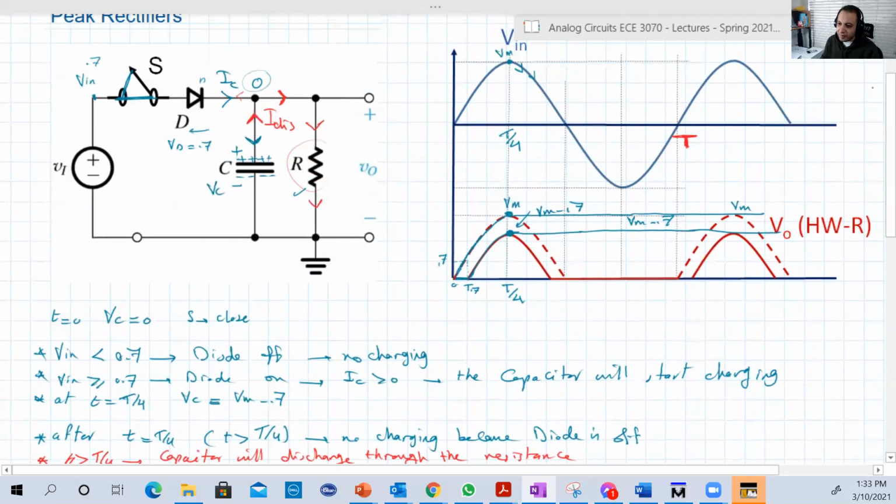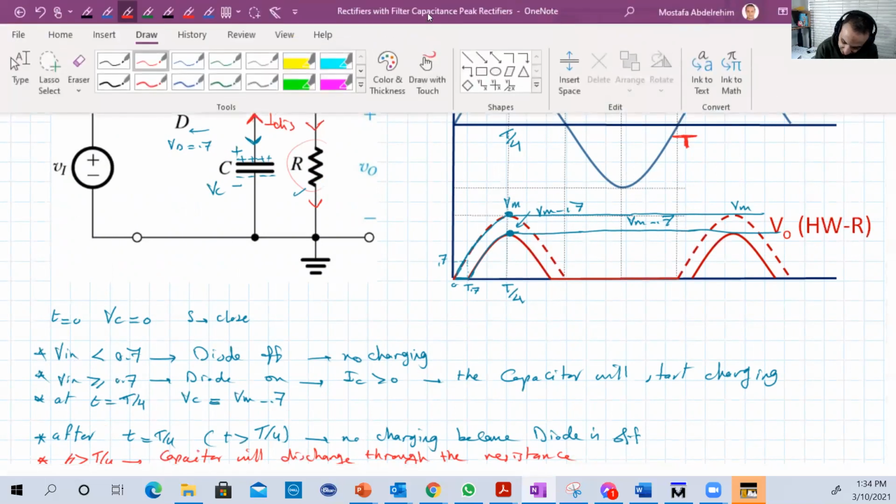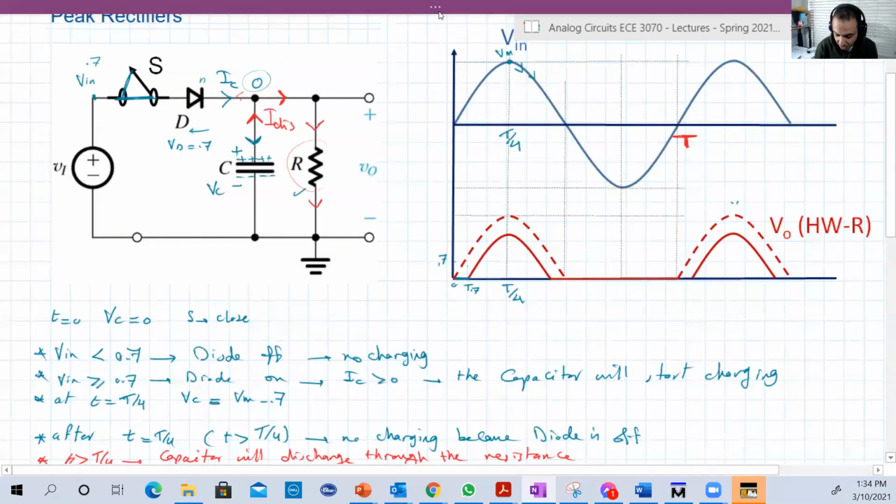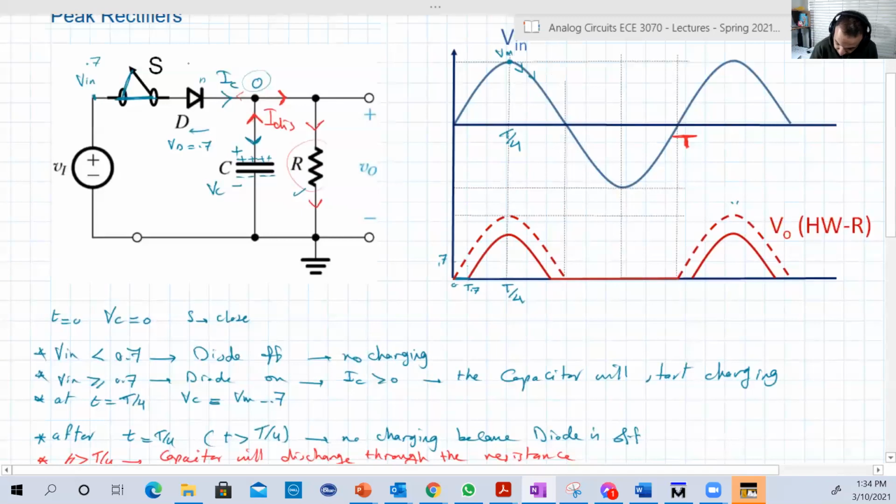So let's now apply what we discovered on our output here. I'm gonna remove the previous outputs just to not confuse us. I'm gonna draw now what we get from our new circuit. Our new circuit will not work, I mean, the capacitor will not work until we reach 0.7. Here the input reaches 0.7, at that point it will charge like this until it reaches Vmax minus 0.7. Then it will discharge through the resistance here.